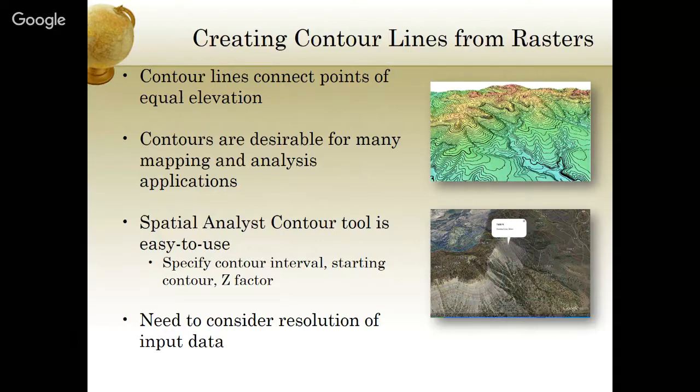You tell it the contour interval, or the gap between contours, the starting contour value, and then a Z factor. So if you have an elevation data set in meters and you'd like to output contours in feet, you can scale it and output it directly. We'll do this twice to show how the resolution of input data makes a big difference on the quality of your contour lines.